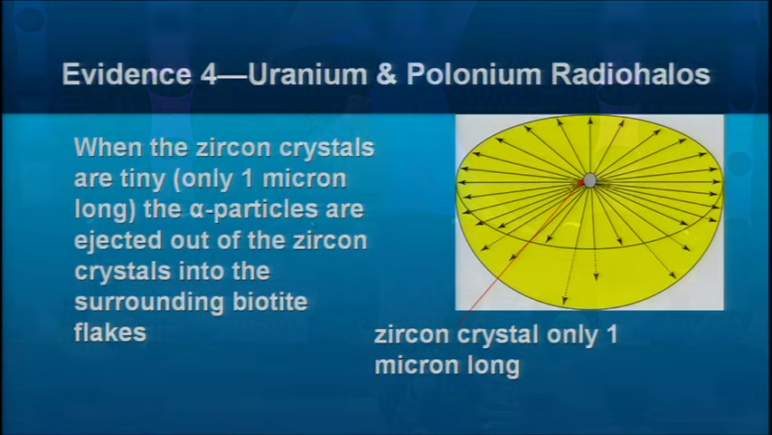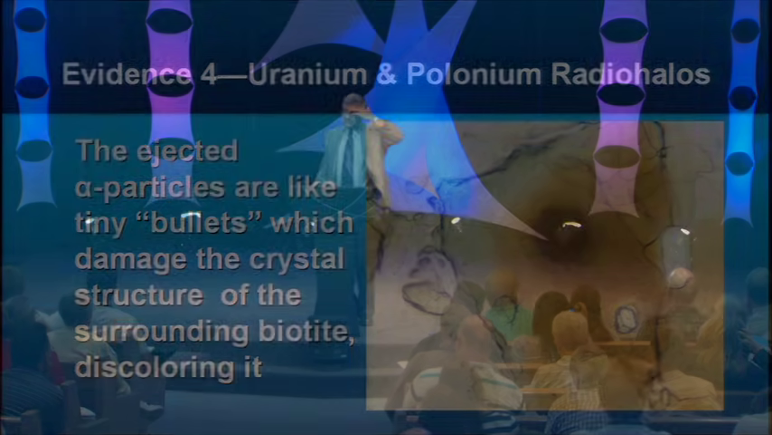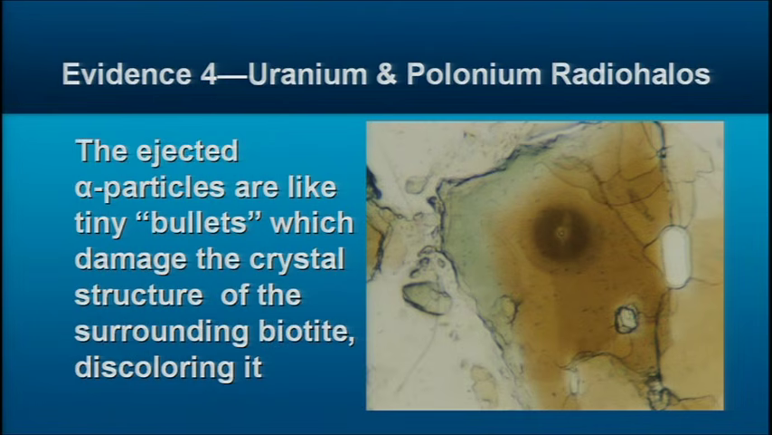But when the zircon crystals are tiny, the alpha particles escape and they shoot out like little bullets into the surrounding biotite crystal. And it's like firing a gun at a plasterboard wall. You leave a hole in it. So these alpha particles are so energetic that they damage the surrounding crystal, and it damages it and discolors it. And so you can see here an example of, in the center, a tiny little zircon crystal, and you can see the discoloration around that zircon crystal because of all these little radioactive bullets coming out.